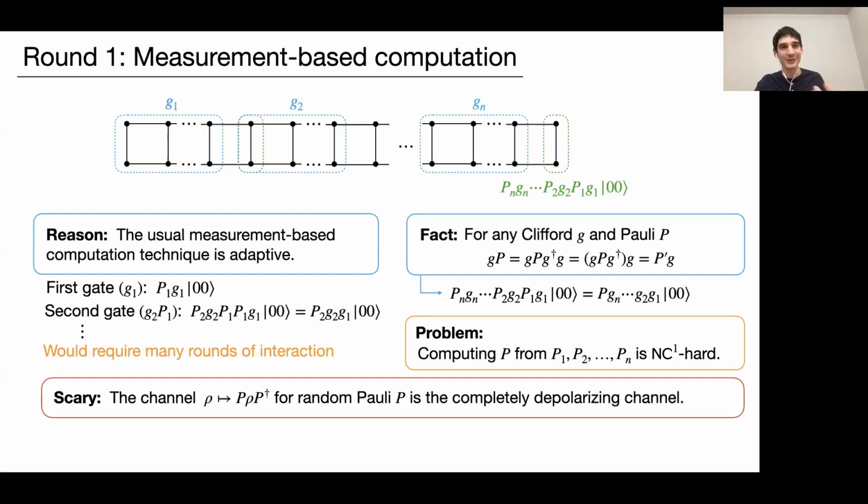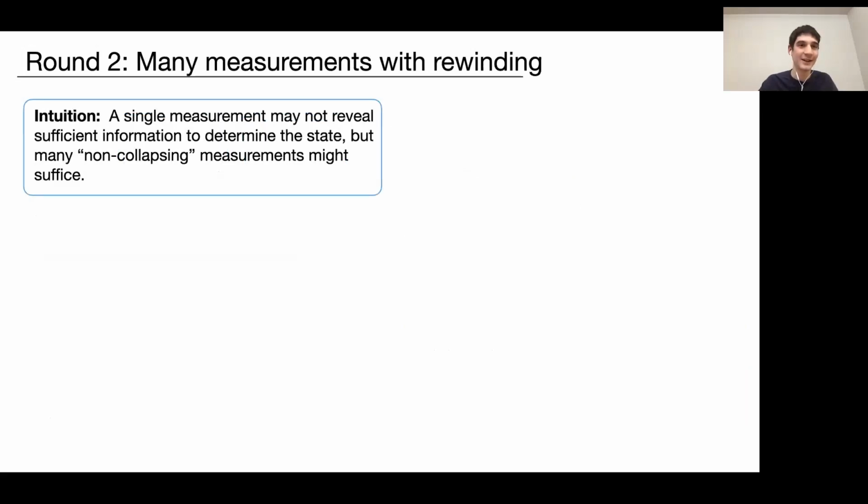But the thing that we haven't used yet is the fact that we've got another round to play with, and we've got this rewinding capability. The idea is that a single measurement may not reveal sufficient information to determine the state. In fact, it provably doesn't reveal sufficient information. But if we make many non-collapsing measurements of the state through this rewinding technique, we can figure out something about the state. It will suffice. So how is this going to go? This is itself kind of tricky.